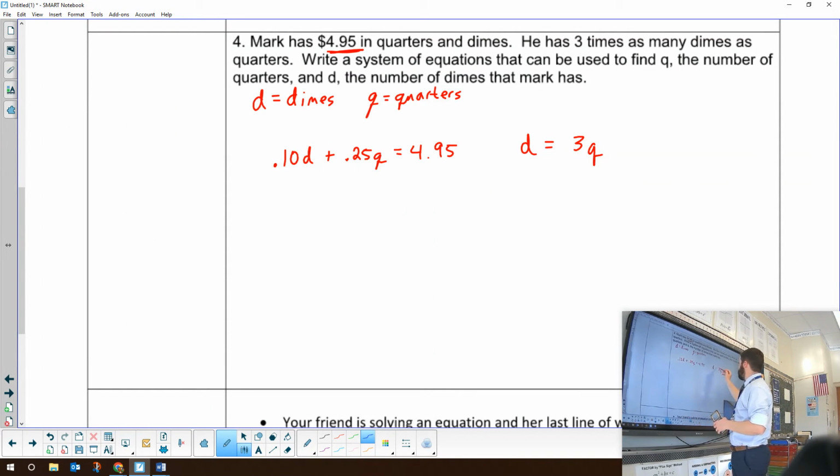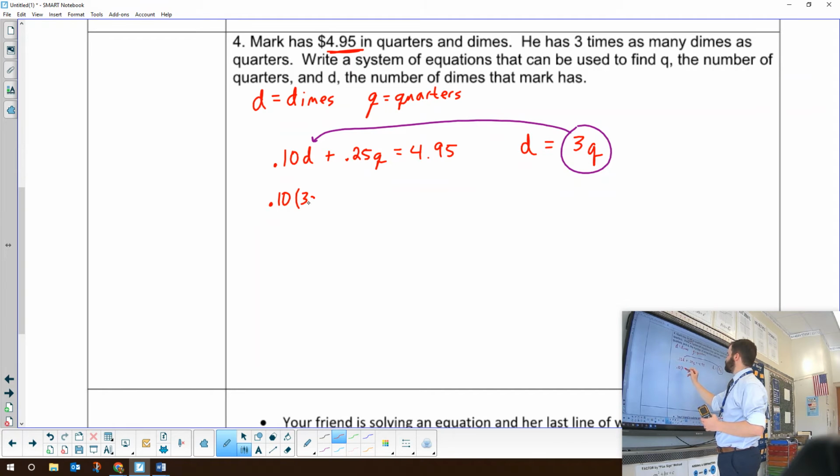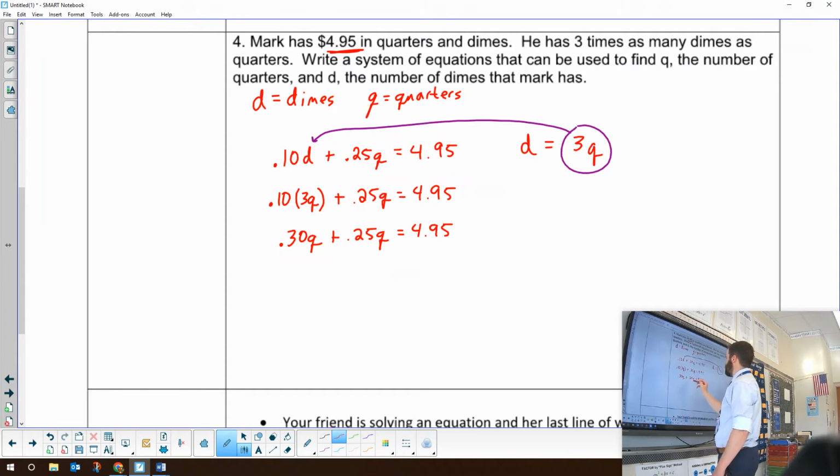Now I can take this value for D and plug it in for D over here. So I can replace that with 3Q. So we're going to go 0.10 times 3Q plus 0.25Q equals $4.95. Now, don't let the decimal scare you. 10 cents times 3 is going to be 0.30Q plus 0.25Q equals $4.95. Add these together, we're going to get 0.55Q equals $4.95.